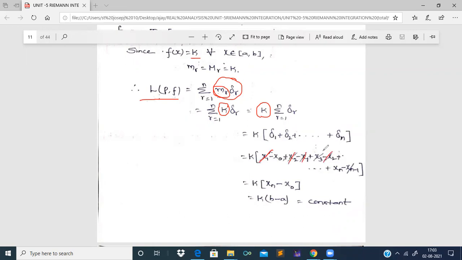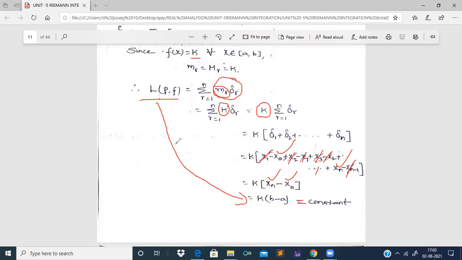Therefore, x1 and minus x1 will be cancelled, x2 and minus x2 will be cancelled, x3 and minus x3 will be cancelled, and so on, this negative xn minus 1 and positive xn minus 1 also will be cancelled. At last, only two terms will be left over, that is xn and x0, where xn is positive and x0 is negative. We put it in square brackets as k into (xn minus x0). As per representation, xn is equal to b and x0 is equal to a. Therefore, the value of the lower Darboux sum is k into (b minus a), which is a constant.